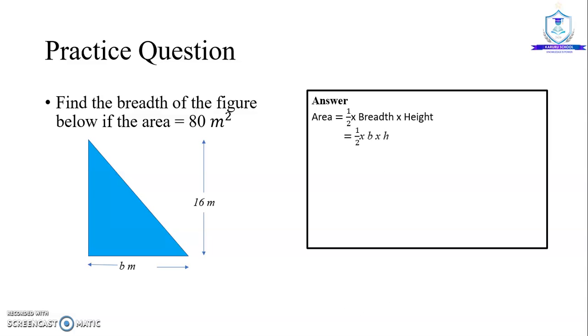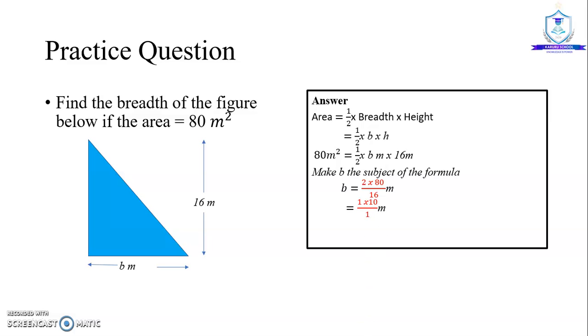So substituting in the figures, we get that the area is equal to 80 meters squared, which is equal to a half multiplied by B, our unknown, and then multiplied by 16 meters. For this case, we'll need to make B the subject of the formula. So you take all the known terms to one side and you leave the unknown value on the other side. This gives us B is equal to 2 multiplied by 80 divided by 16 meters.